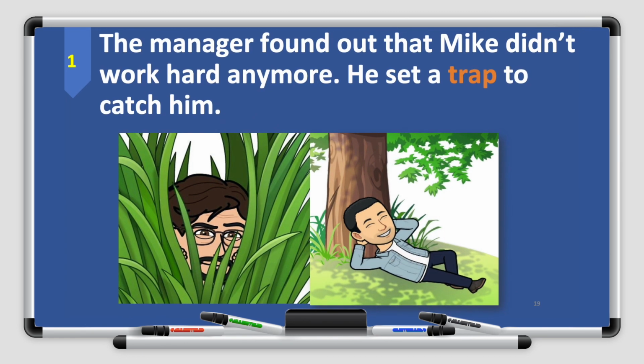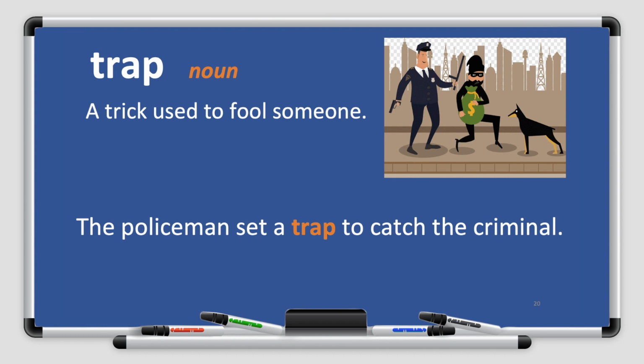The manager found out that Mike didn't work hard anymore. He set a trap to catch him. Trap is a noun. Trap means a trick used to fool someone. The policeman set a trap to catch the criminal.